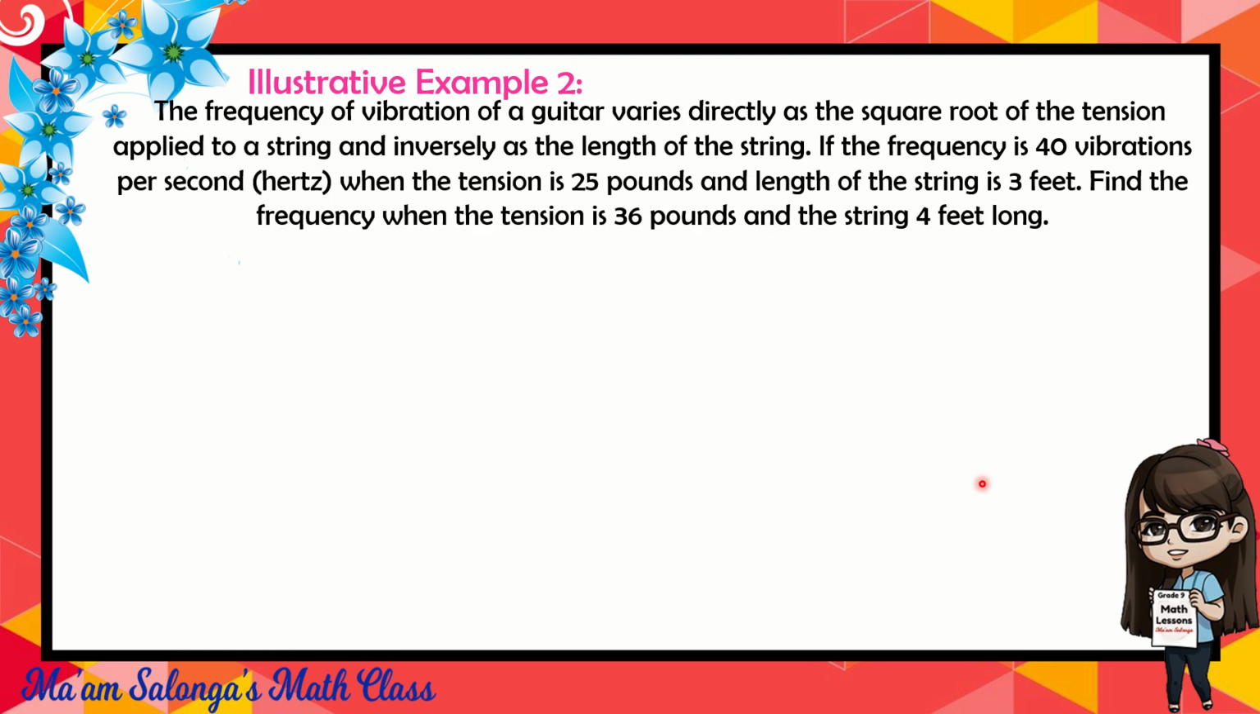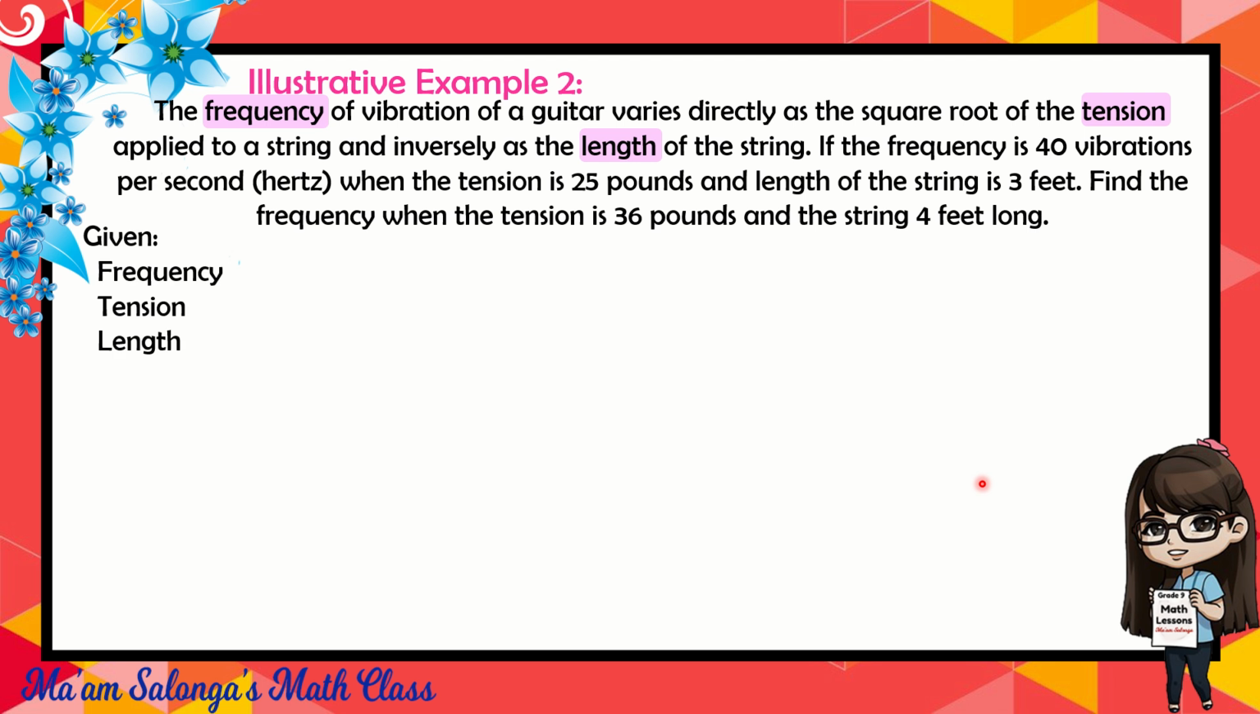Example number 2. The frequency of vibration of a guitar varies directly as the square root of the tension applied to a string and inversely as the length of the string. If the frequency is 40 vibrations per second or hertz when the tension is 25 pounds and the length of the string is 3 feet, find the frequency when the tension is 36 pounds and the string is 4 feet long. So, first thing we need to identify are the quantities that vary directly and that vary inversely. That is the frequency, which varies directly with the tension and varies inversely with the length.